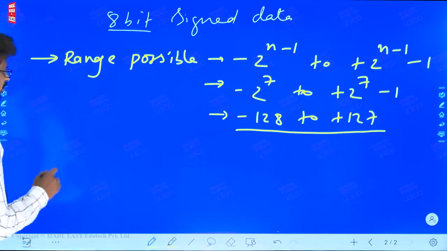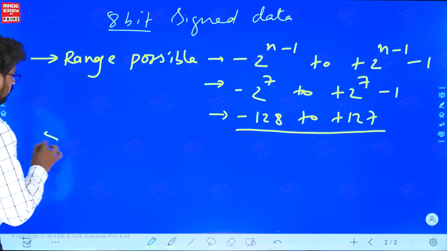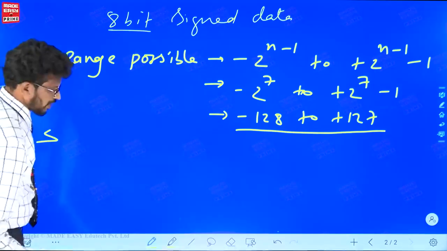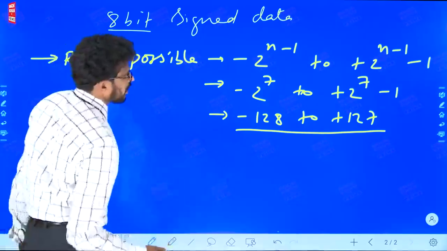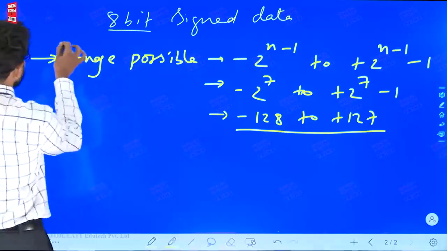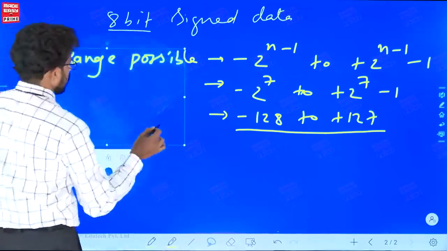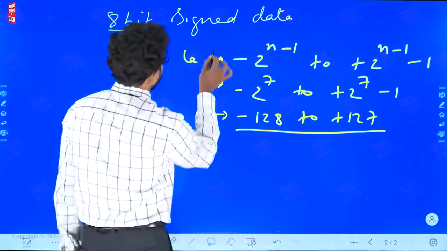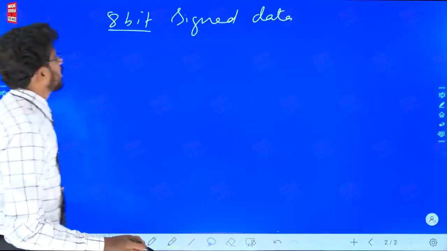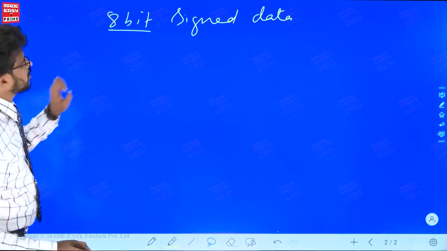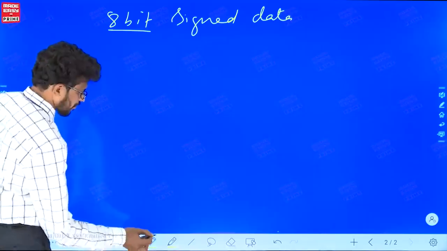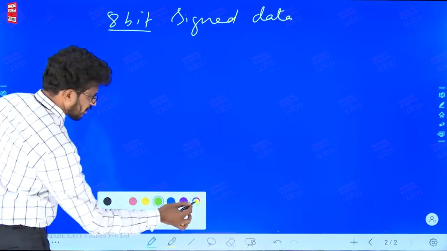Fine. What is the meaning of this signed data for 8-bit notation? I am showing clearly what the range is and how you get this. Let us see. How to understand this data? Fine. So let me take this 8-bit signed data. Here I am considering the data something like this.